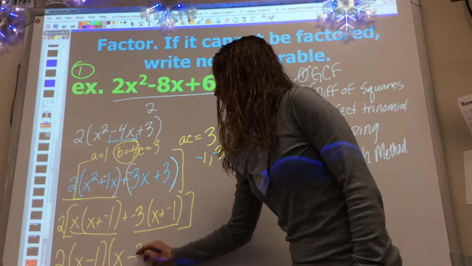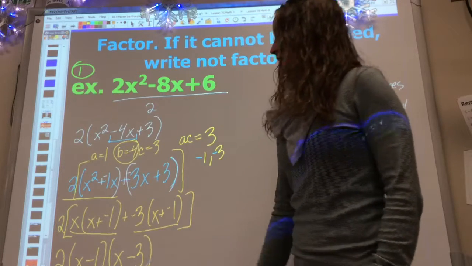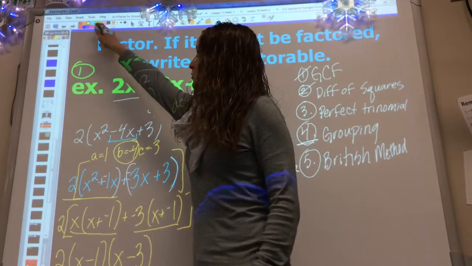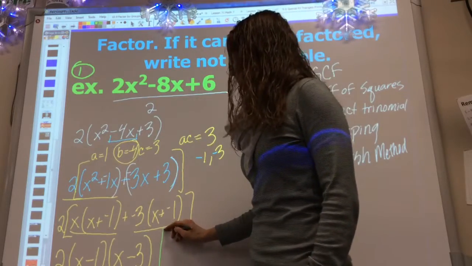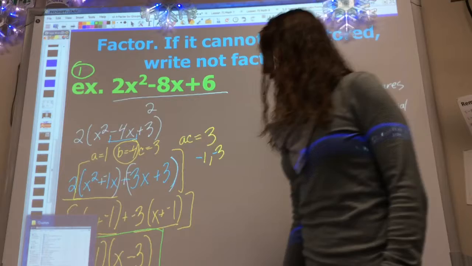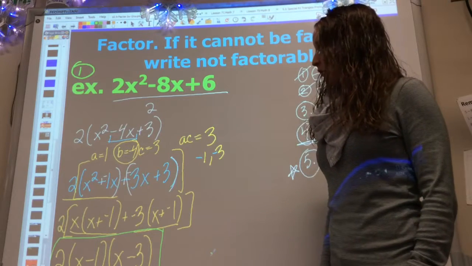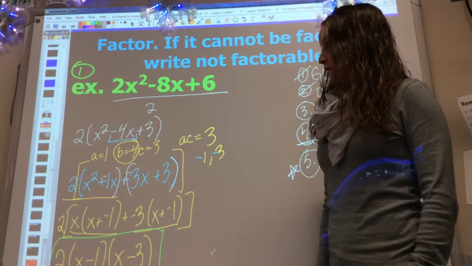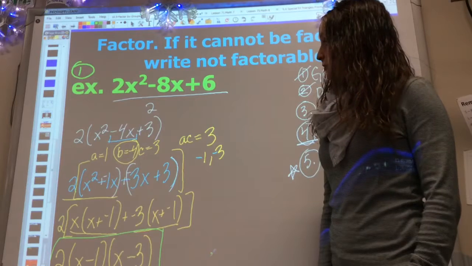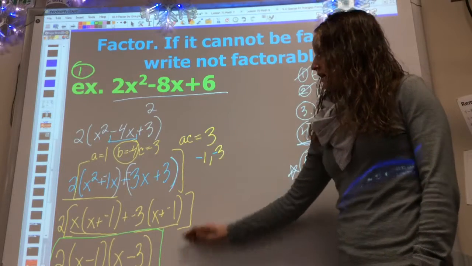Could we just put x minus 3? Could you put plus a negative 3? Yeah, that's fine. But there we go. British method. Okay? Questions?